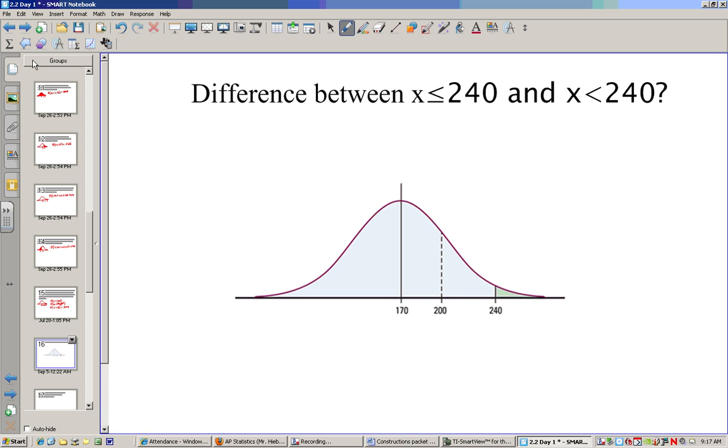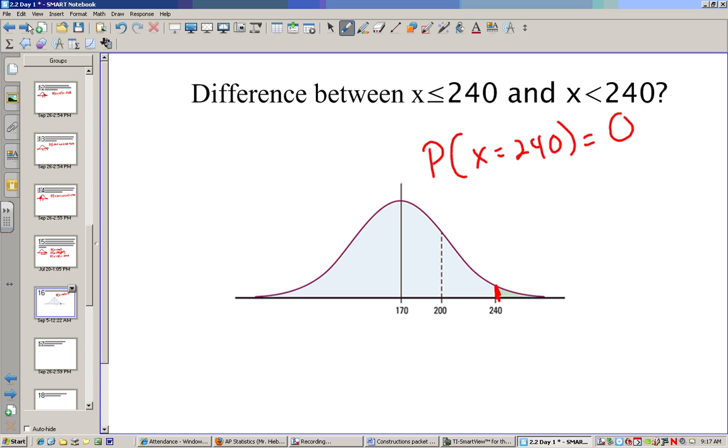Now, what's the difference if it was less than 240 or less than or equal to 240? Now, this is a tough question, but the answer is there's no difference. The probability that x equals 240 is 0, because it's just a straight line and there's no area contained if x equals 240.